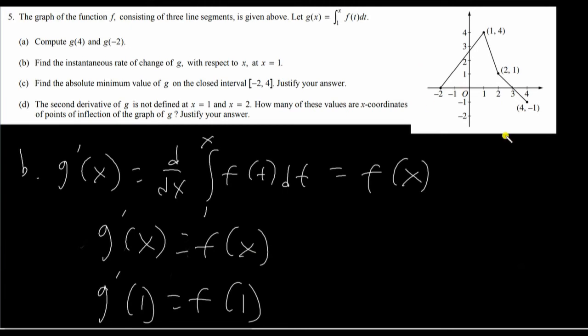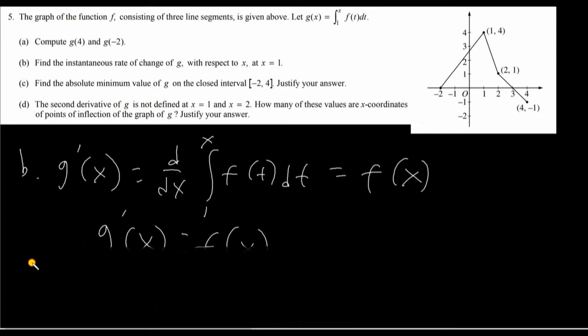Well, we can look in this graph of f of x. At x equals 1, f of x is 4. So this is equal to 4. And therefore, the instantaneous rate of change of g is also 4. And this is just a quick 1-point question for getting the right answer.